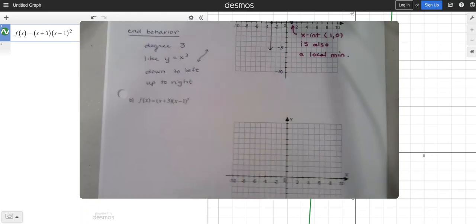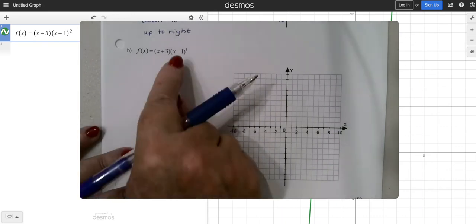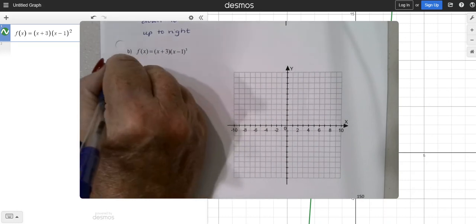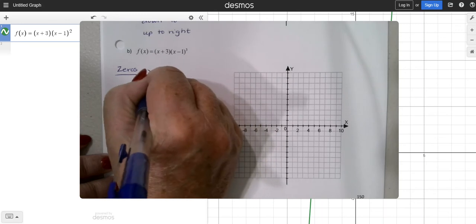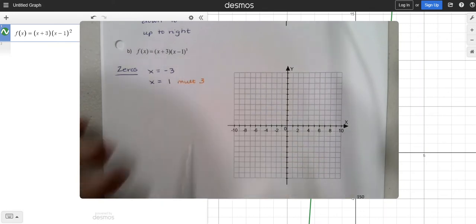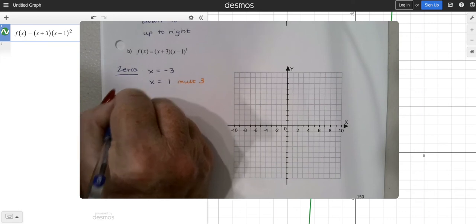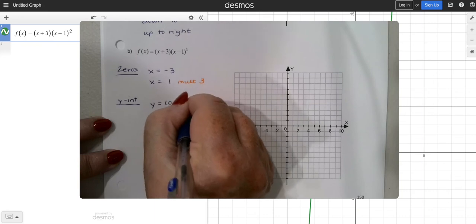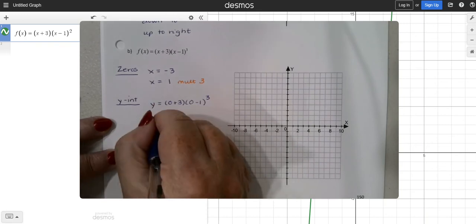My next graph that I want to draw is quite similar in terms of the function. The only difference is notice that the 0 at x equals 1 this time is going to have multiplicity 3. All right, as far as the y-intercept, if I plug in x equals 0, I'll have 3 times negative 1 this time, so negative 3.